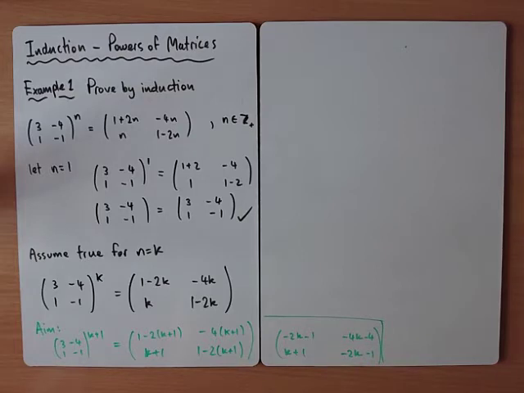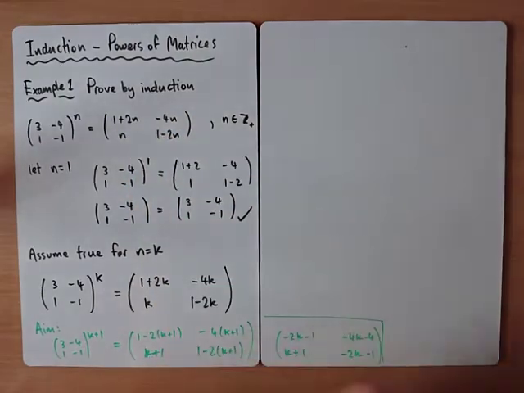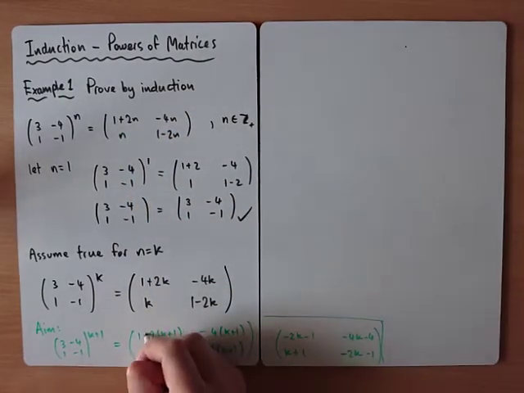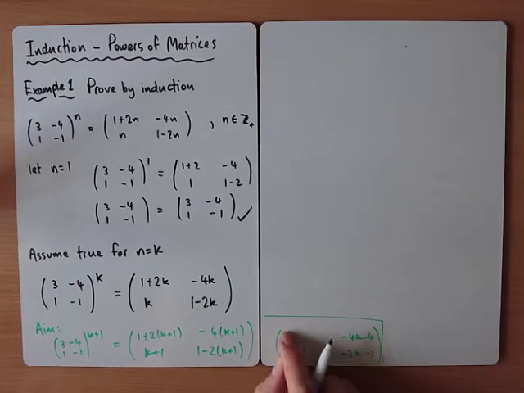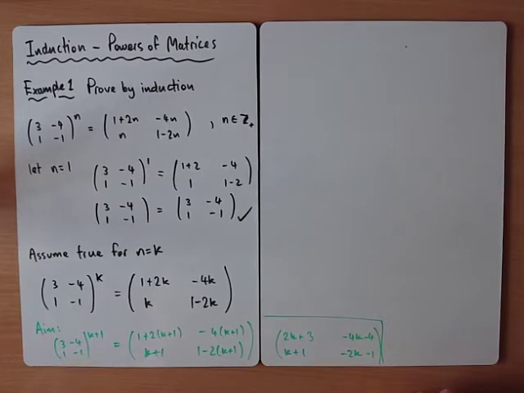What have I done wrong there? Right, sorry, that should be plus, shouldn't it? That should be plus there. So that changes. I'm glad I spotted that mistake. So that would be plus 2k, so that would be 2k plus 3. Okay, so this is the result that we're aiming to end up with, and if we can get to this, we've basically done our proof by induction.